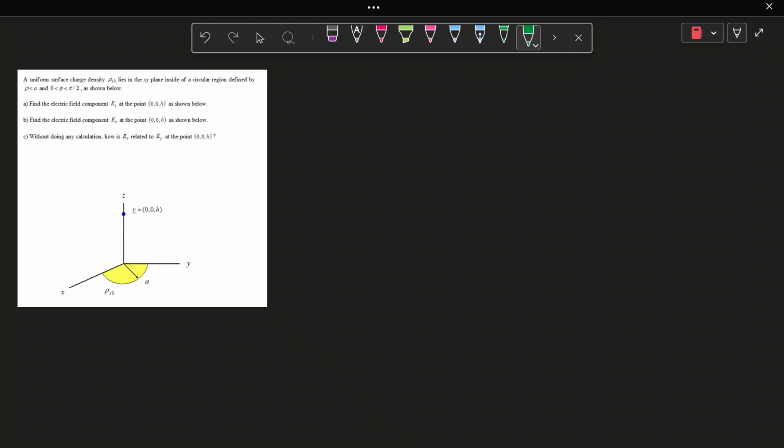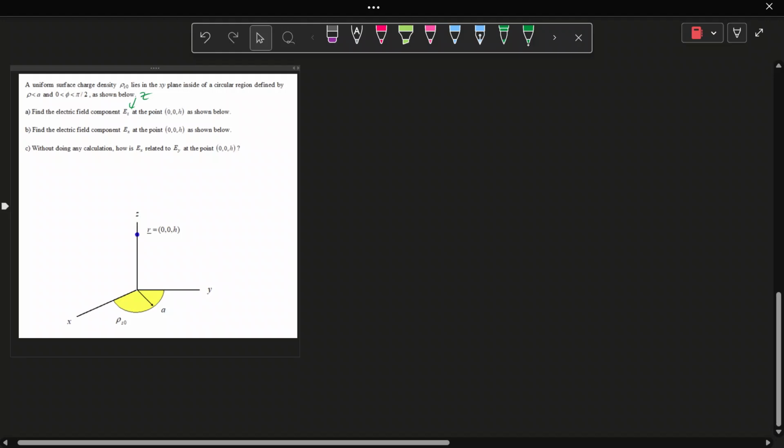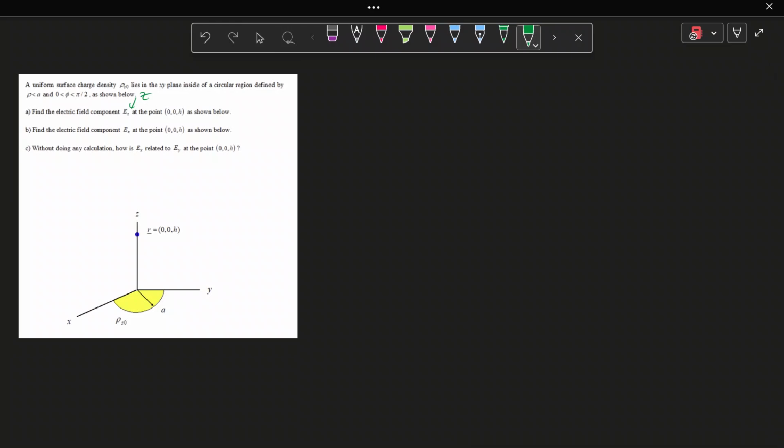And the first problem, part A, asks us to find the electric field component, the Z component, I can barely see this, but this is a Z actually, at the point 0, 0, h as shown below. So first, what do we do? We're given this information and asked to find the electric field component. What should be our first step? Your first step should be: how do I relate rho, the surface charge density, and electric fields?